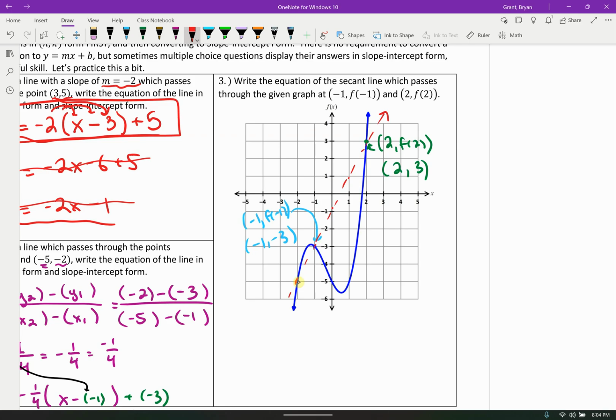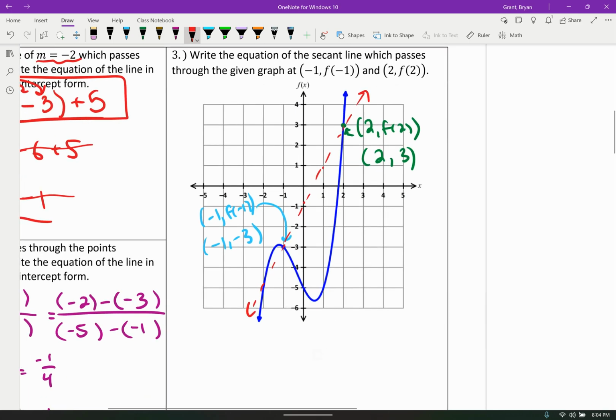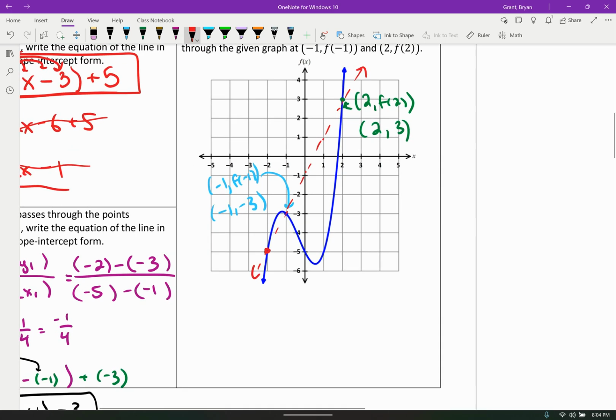There we go. Okay. There is my secant line. Now, we don't want to think of a secant line as only passing through 2 points, because if you follow this line through, it does cross the initial graph 3 times. That's not what a secant line is. A secant line is created using 2 points. Okay. Now, how do you create it using 2 points?